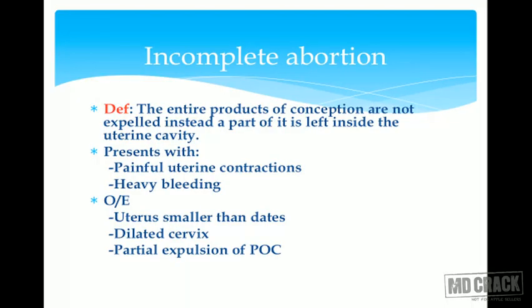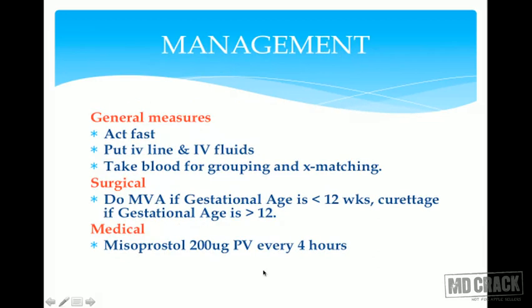Incomplete abortion. Over here, as the word suggests, some of the products of conception are already expelled out, but some are still remaining inside the uterine cavity. So we call it incomplete abortion. Patient presents with painful uterine contractions, heavy bleeding, and she usually gives history that she has expelled something out. On examination, the uterus would be smaller, which is natural as some products of conception are already out, so the uterine size would be smaller than the gestational age. Cervix would be dilated. Partial expulsion of products of conception would be there.